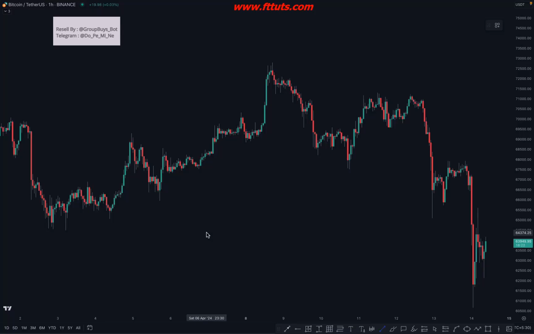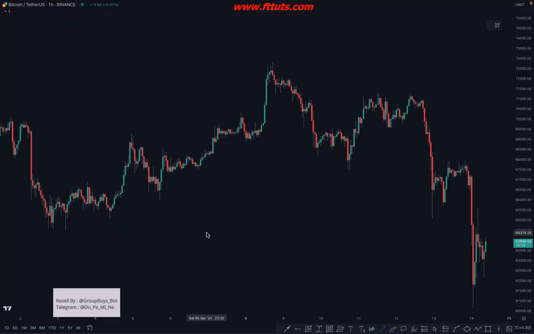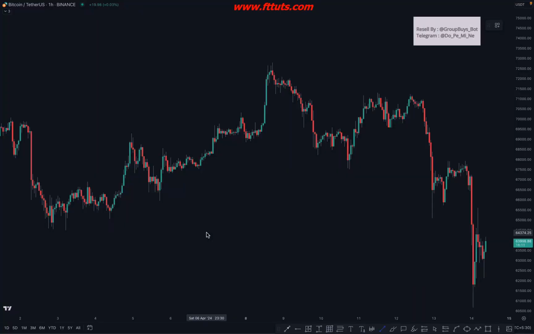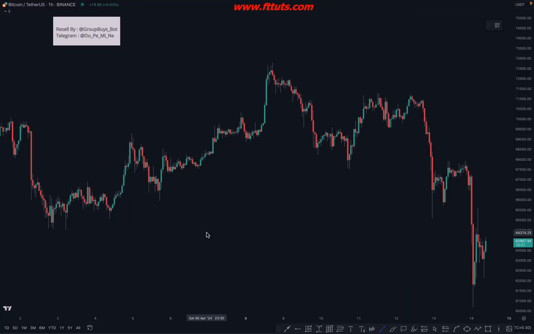If you are a day trader, then you can use the 15-minute time frame, and if you want to trade for like 24 hours, then you can use a 1-hour time frame. If you want to hold a trade for a few days, then you can use the 4-hour time frame. And if you want instant buying and selling, then you can use the 5-minute time frame.